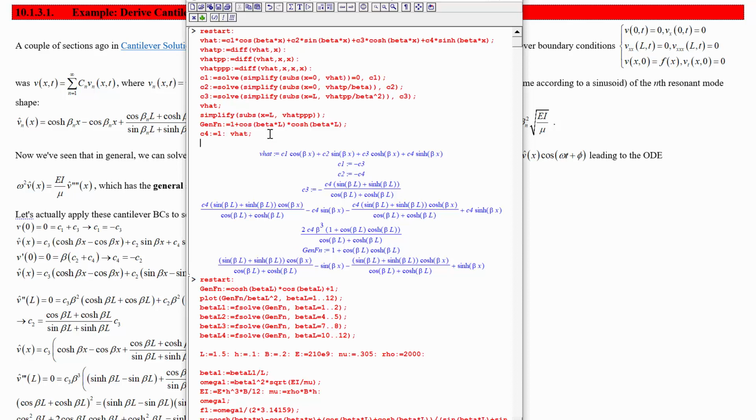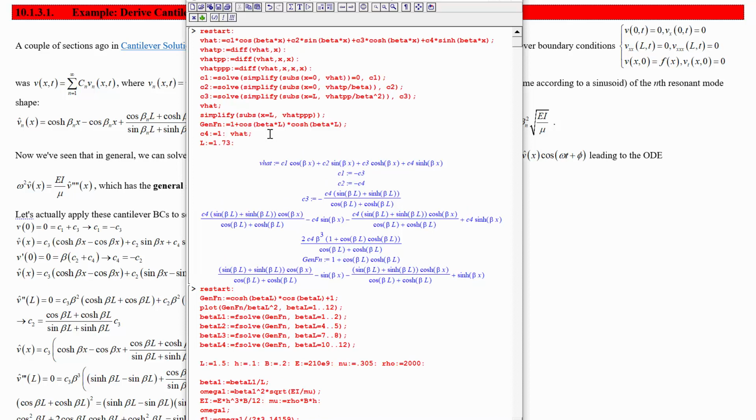So we can go now and find out what beta 1 is. So for instance, let's pick a value for L. So let's say L is equal to 1.73. Why not? And then we will plot the generating function from beta equals 0 to, I don't know, 7.